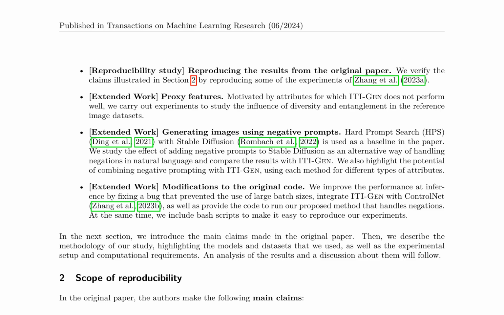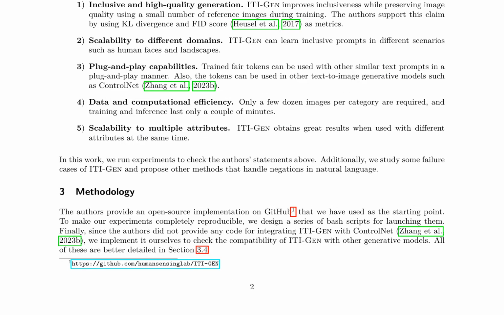Scope of reproducibility. The authors make several claims about ITI-GEN, including its ability to improve inclusiveness while preserving image quality, scalability to different domains, plug-and-play capabilities, data and computational efficiency, and scalability to multiple attributes. This study aims to verify these claims through experiments and also studies failure cases of ITI-GEN and proposes alternative methods that handle negations in natural language.